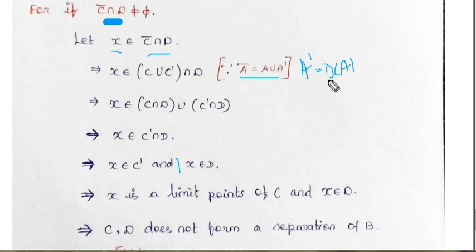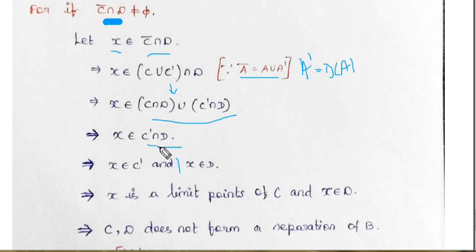In the previous lecture, we covered what A dash is and the limit point definition. If you want to know the limit point definition, check my previous lecture. A closure equals A union A dash. So X belongs to (C union C dash) intersection D. We use the distributive law, and this implies X belongs to C dash intersection D.